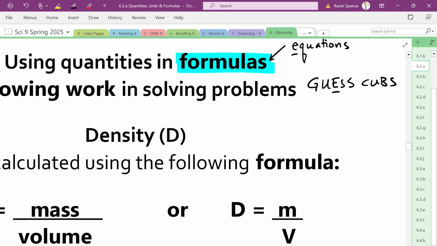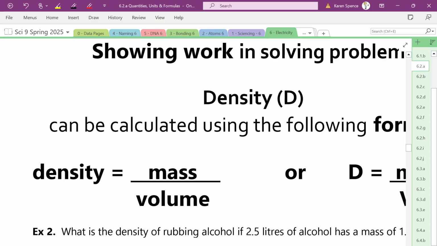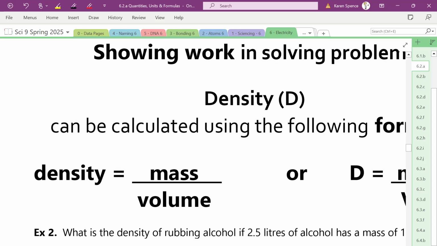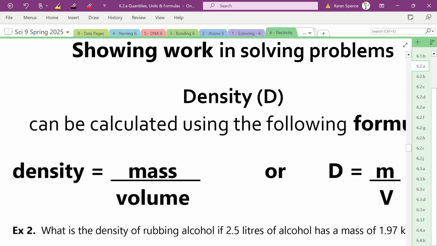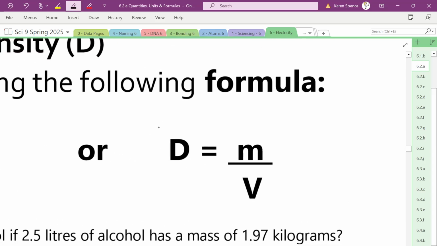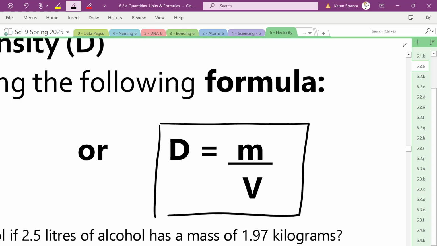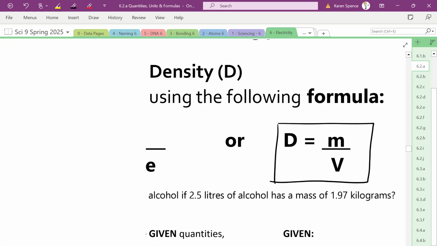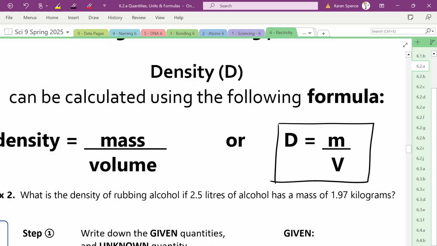So I don't know, do you guys know this formula from last year? Density is equal to the mass over the volume. Okay, you probably learned that in grade 8. Density is mass over volume. Or we can write it as D is equal to M over V. And that's how we will usually write it, because scientists are a little bit lazy and we don't like writing out the whole word all the time. That's exhausting.